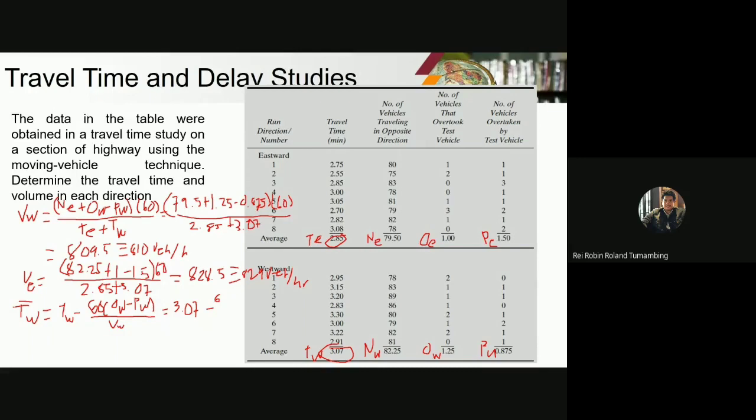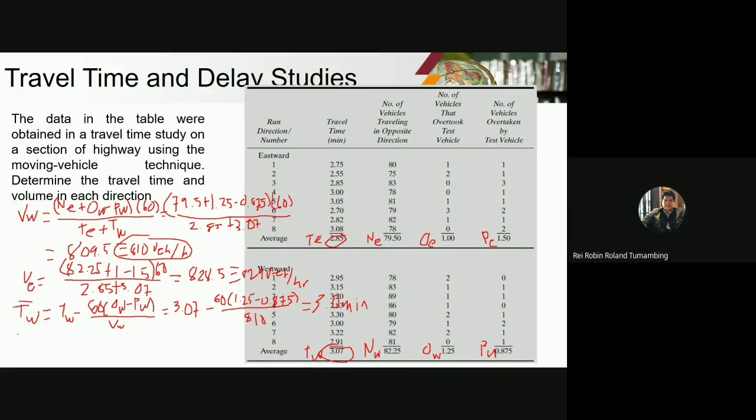minus 60 times 1.25 minus 0.875 over the volume, which is volume ng W naught, ito, 810. Okay? So therefore, our average time westward is 3 minutes.